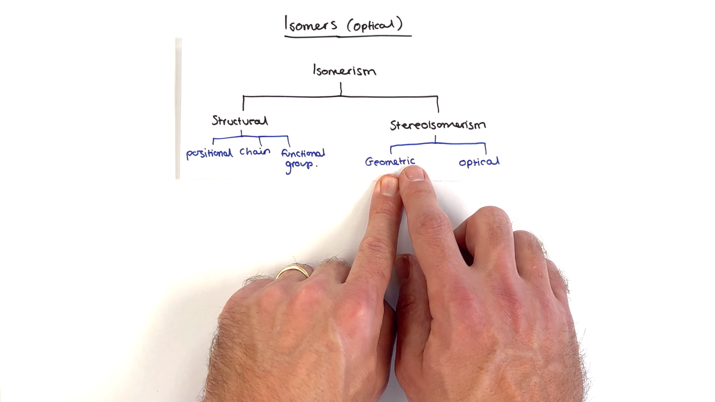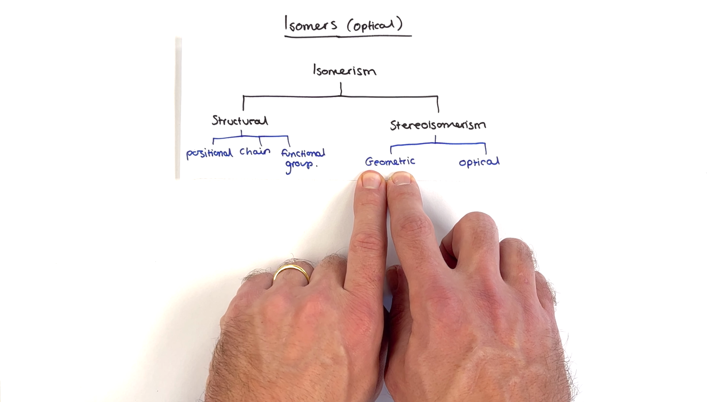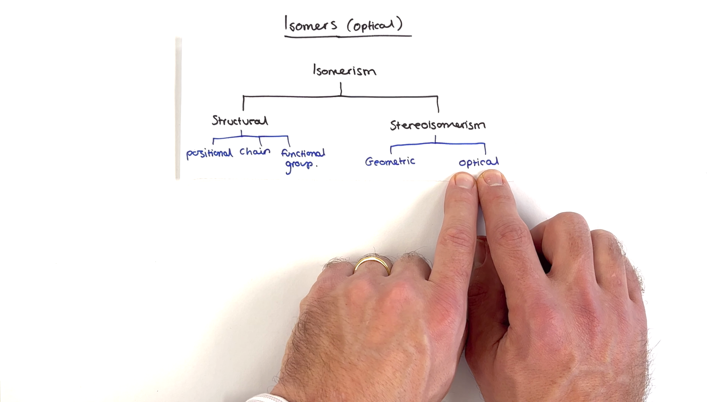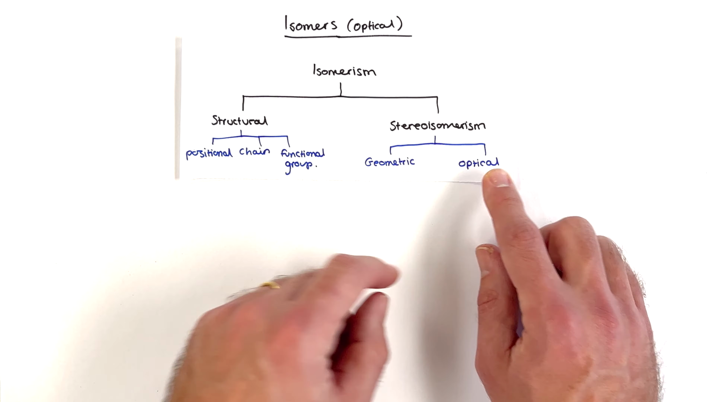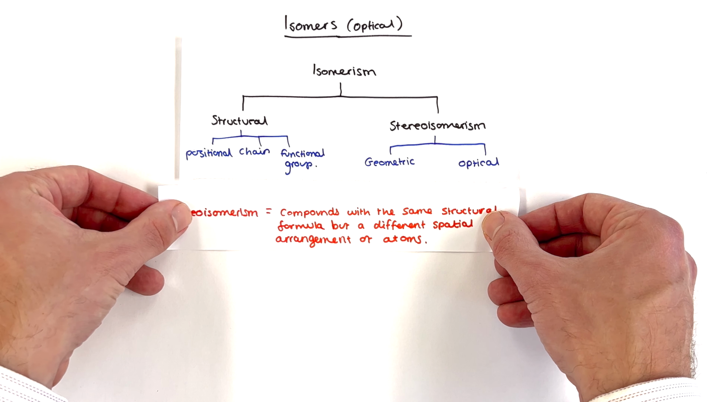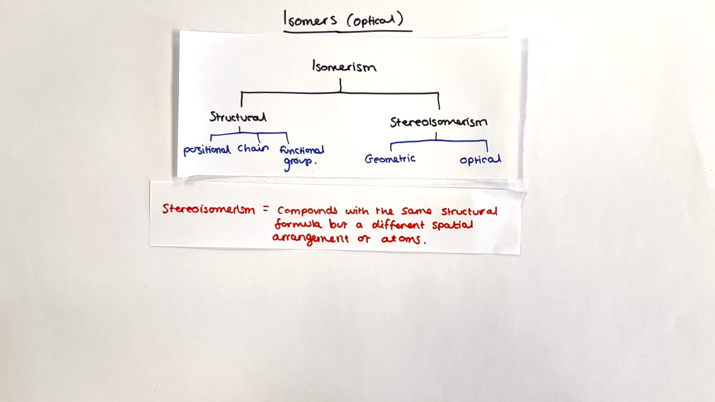Stereoisomerism, you'll have seen geometric isomerism in year 12. So that would be EZ isomerism, also cis and trans. Today, we're going to be looking at optical isomerism. So the first thing to do would be to define what we mean by the term stereoisomerism. Stereoisomers are compounds with the same structural formula, but a different spatial arrangement of atoms.